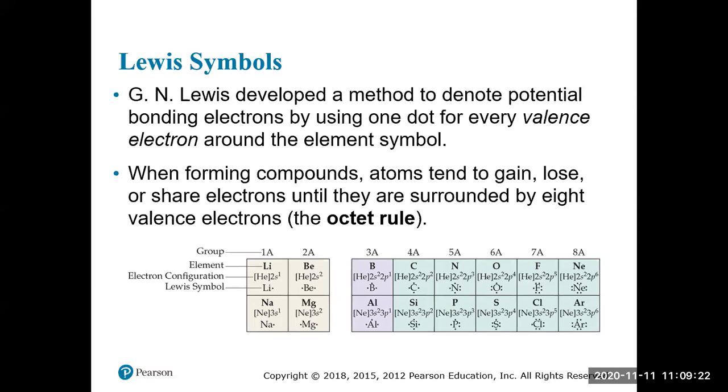So when you go to do these Lewis structures that we'll be talking about in a little bit, when you go to draw those dot structures, what you want to do is look at the periodic table and see which group it's in, which column the element is in. And that will tell you how many dots, how many valence electrons go with that element.